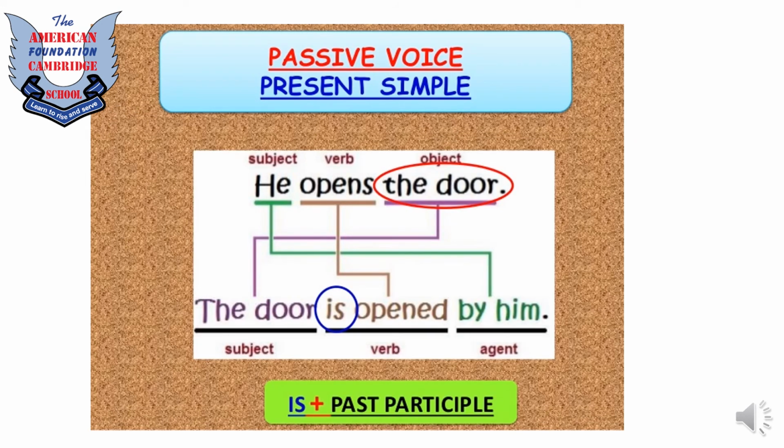Okay, now another statement. He opens the door. Now he is the subject. Verb is open. The door is the object. First we're going to take the place of the subject. Instead of the subject we'll use the object. The door is, because that's a single object. The door is opened by him. Why have we used him over here? Because the subject is he. If there is she, we'll use her.